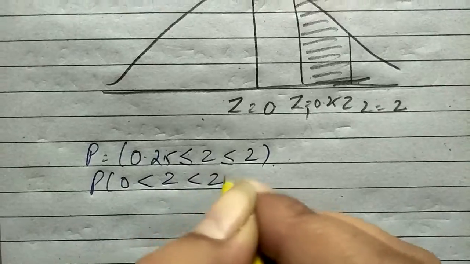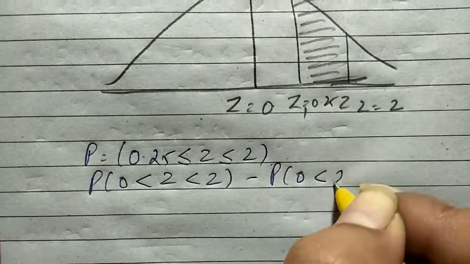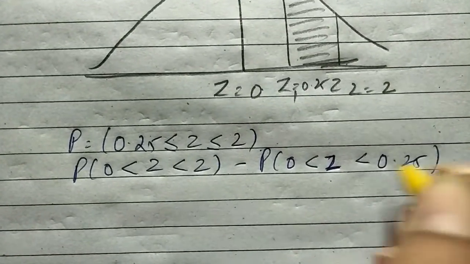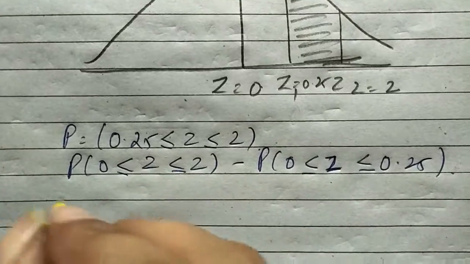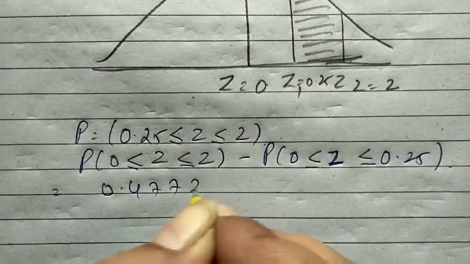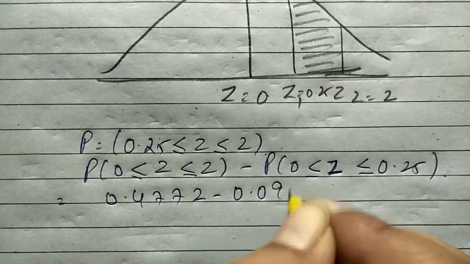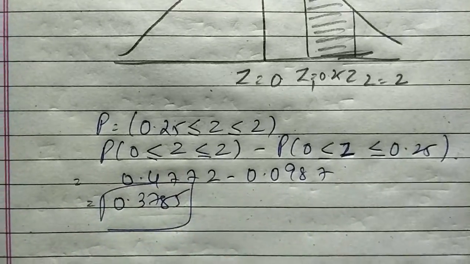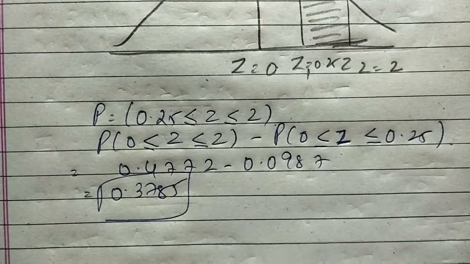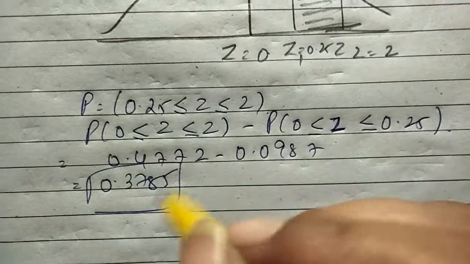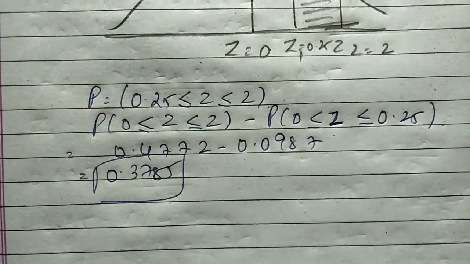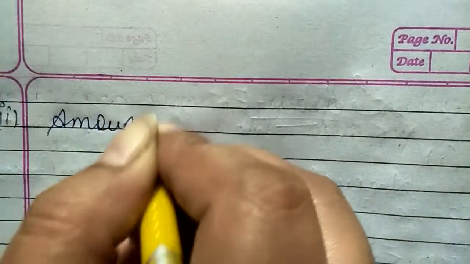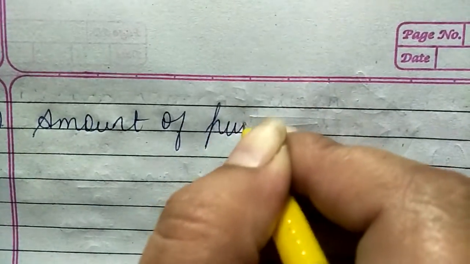That is P(0 < Z < 2) minus P(0 < Z < 0.25), that is 0.4772 minus 0.0987, that gives us 0.3785. Hence the probability that the amount of purchase is between rupees 850 to 1200 is 0.3785.